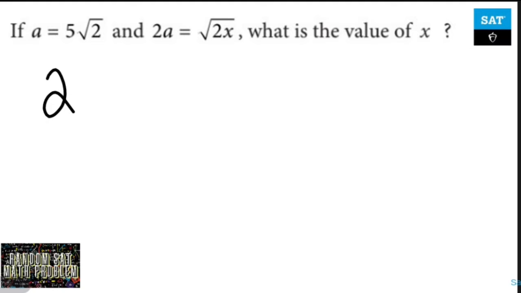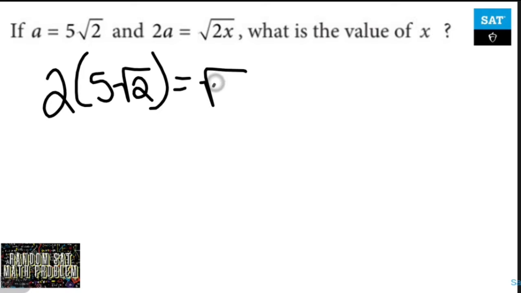So I have 2, and instead of a, I'm going to write out 5 root 2, and that's going to equal the square root of 2x. 2 times 5 times the square root of 2 means I multiply the numbers outside the square root and leave the square root alone. Okay, you're not going to do square root of 20 or anything crazy like this.